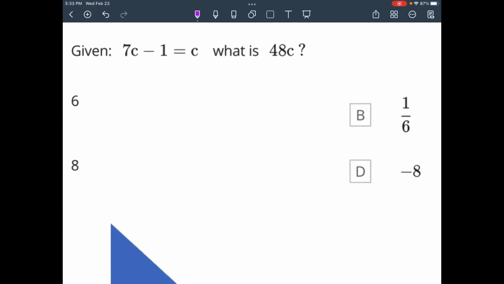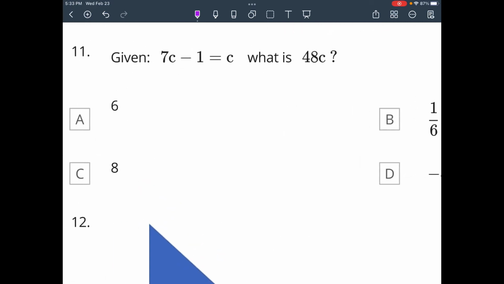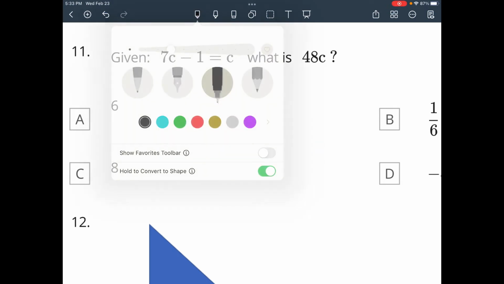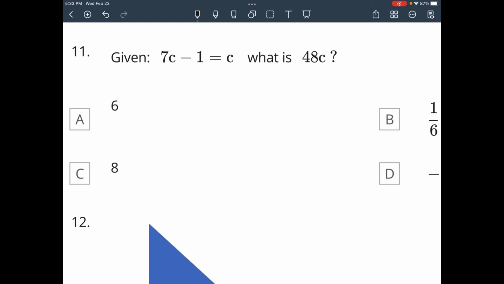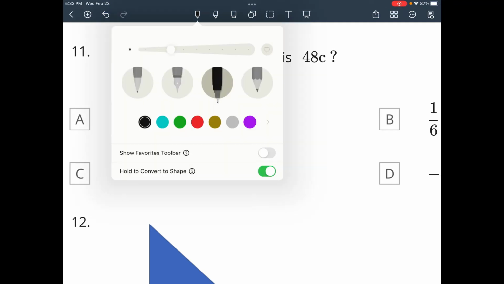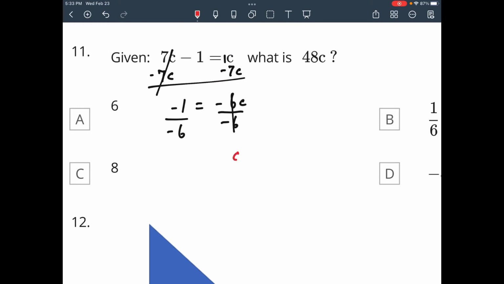Number 11. If 7c minus 1 equals c, what is 48c? Okay. Remember, letters go with letters, right? So I'm going to subtract my 7c over here. So negative 1 is equal to 1c minus 7c, that's negative 6c. Then divide both sides by negative 6 to cancel that. So we have c is equal to a negative over negative is positive, so we have 1/6.